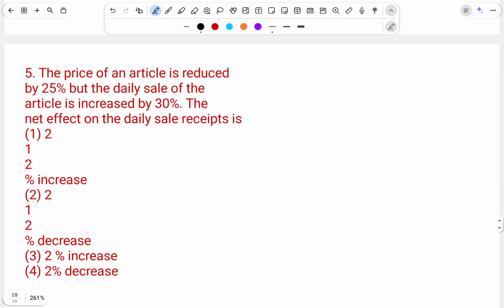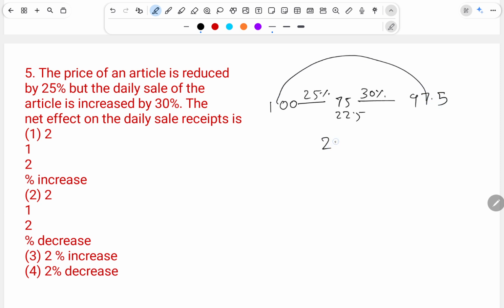The price of an article is reduced by 25%, but the daily sale of the article is increased by 30%. The net effect: out of 100, reduced by 25%, it becomes 75. Now increased by 30%. What is 10%? 7.5. 30% is 75 into 3, 22.5. It will become 97.5. Totally it is decreased by 2.5%. So decrease of 2.5.